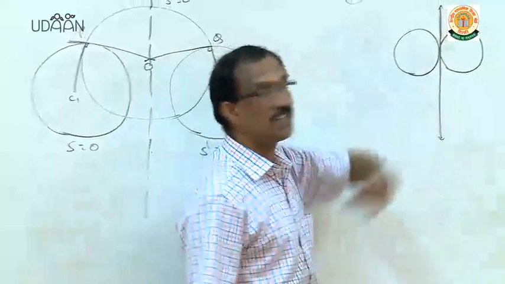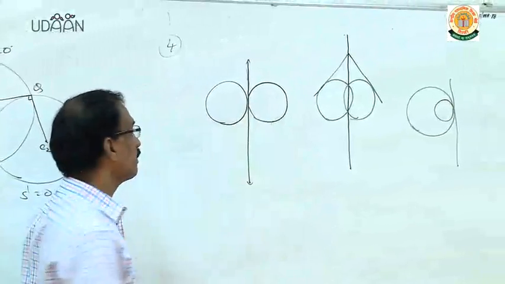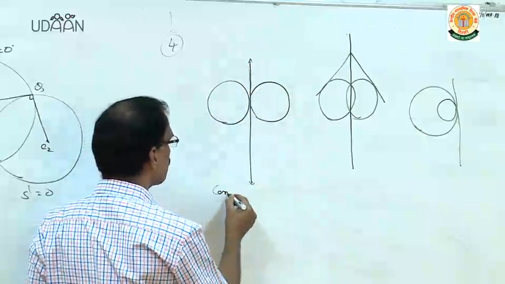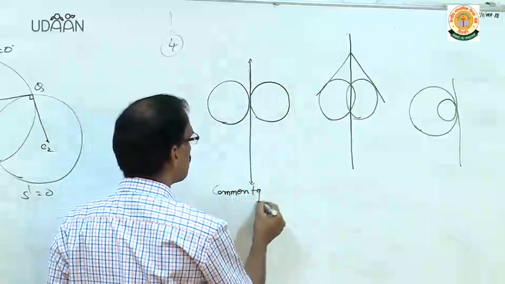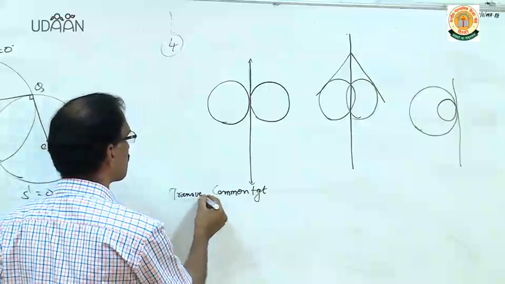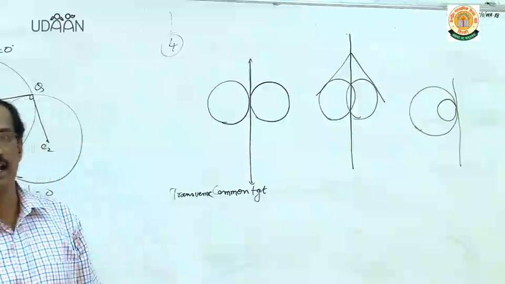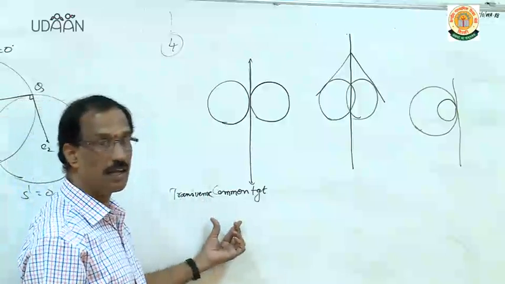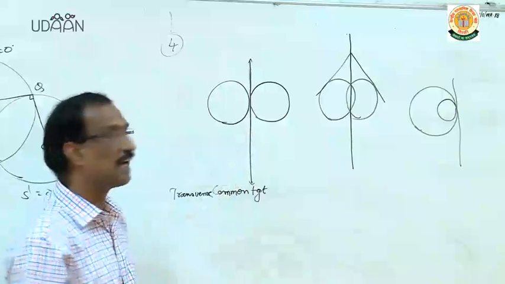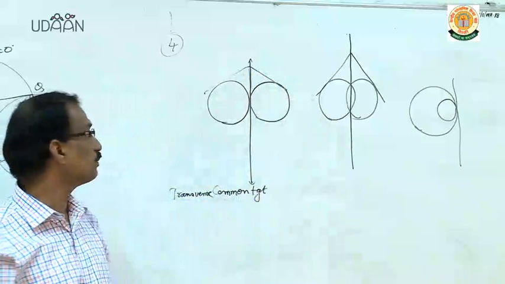The fourth property says that if two circles touch externally, then this is your radical axis, that is, your common tangent. This common tangent is called a transverse common tangent, because the circles lie on opposite sides of the line. This transverse common tangent acts as the radical axis, because any tangent you draw from it will be equal.